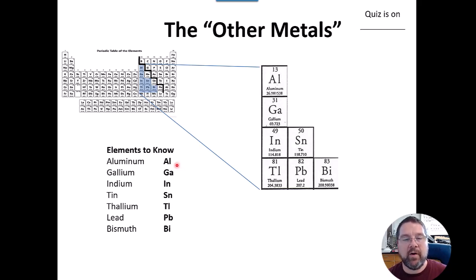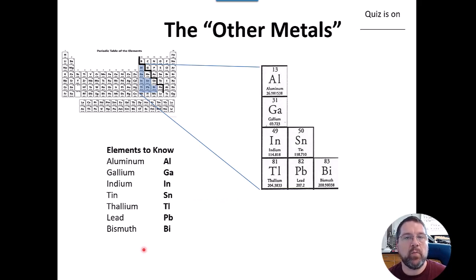So aluminum, Al. Gallium, Ga. That's an interesting element. It has a melting point that is just above room temperature, so if you hold it in your hand, it will actually melt. Indium, In. Tin, right, with its symbol Sn, there's another one that has a unique symbol. It doesn't come from the English name, but rather the Latin name. And when you consider the Latin name for tin is stannum, then it's easy to see where the Sn comes from. Then you have thallium, Tl.